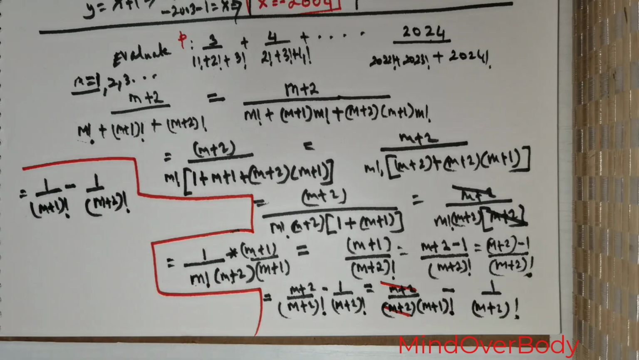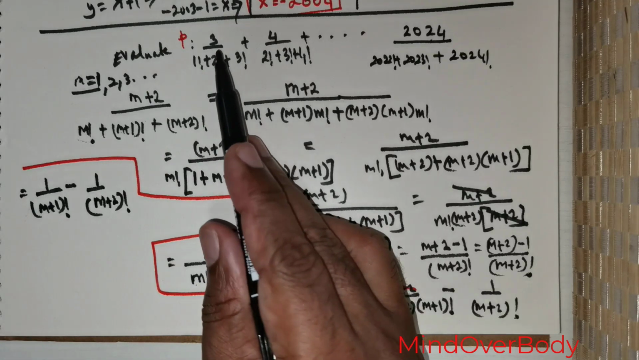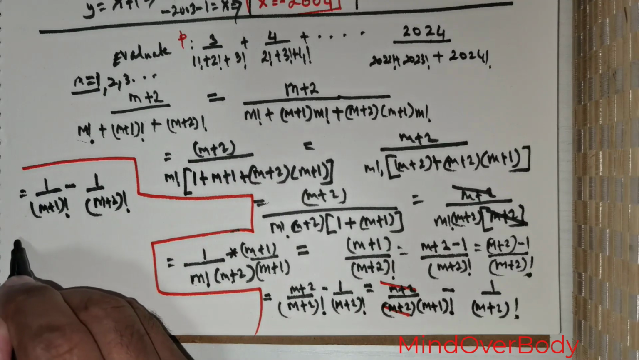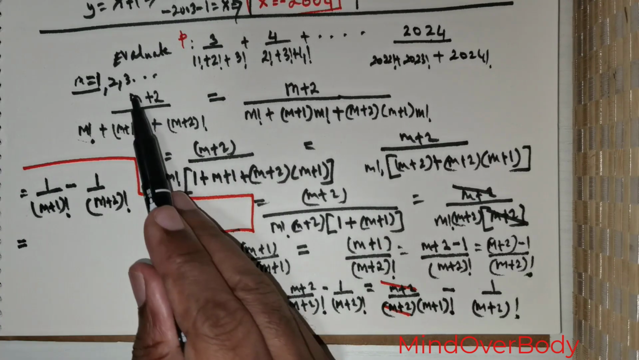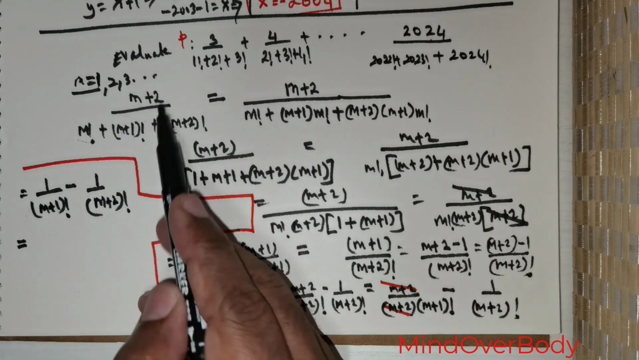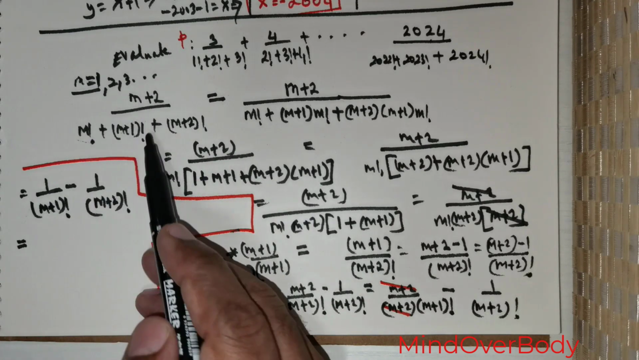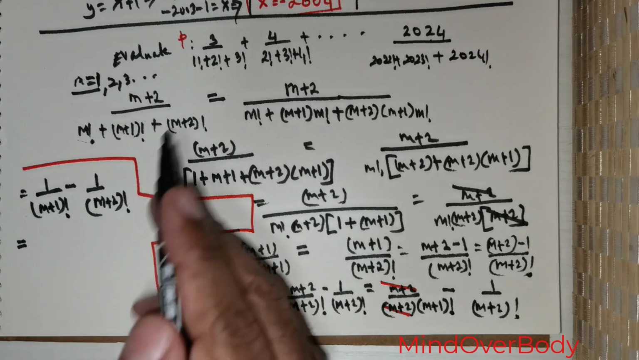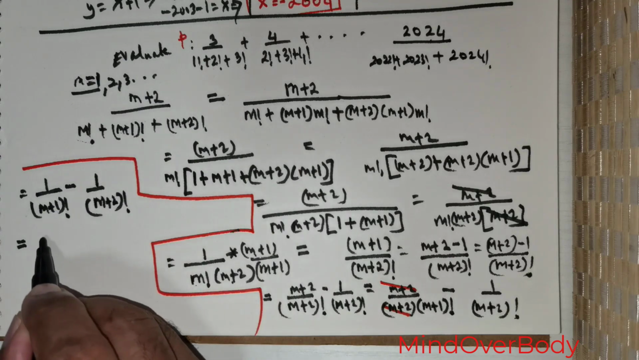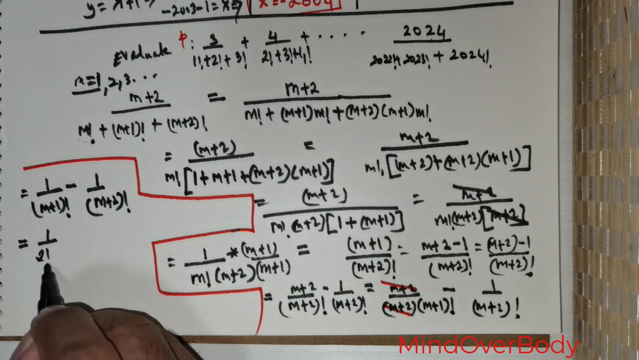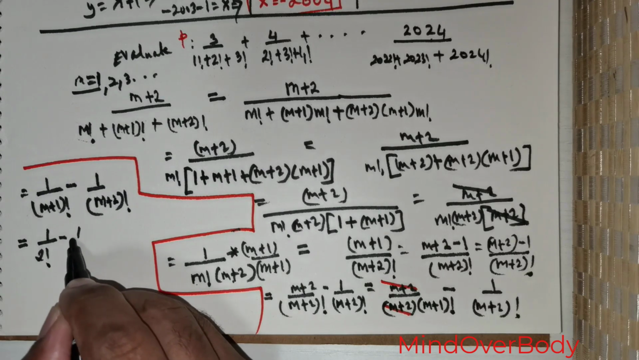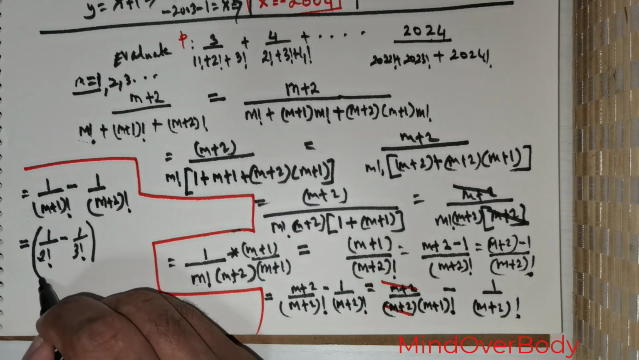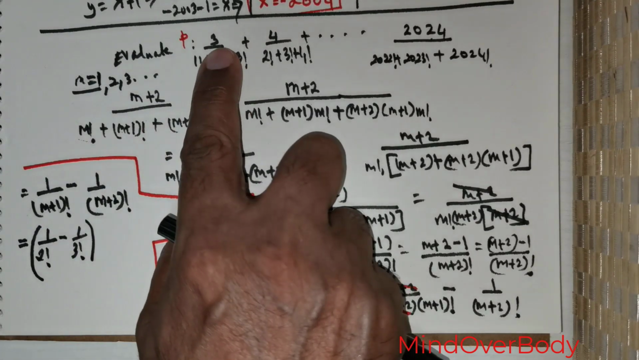So clearly what we can see here is that the first component, 3 factorial divided by 1 factorial plus 2 factorial plus 3 factorial, can now be rewritten as this, which has been produced by this, for which m is equal to 1. So if I were to take m equal to 1, the first component can be rewritten as 1 over 2 factorial minus 1 over 3 factorial, right? So this is what we have got. So this is for the first term.